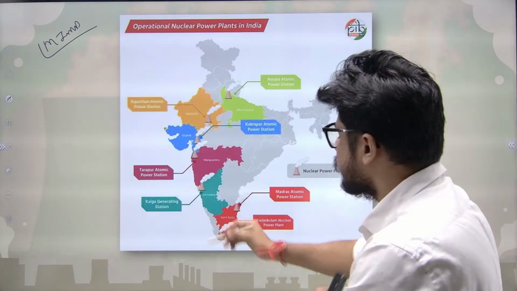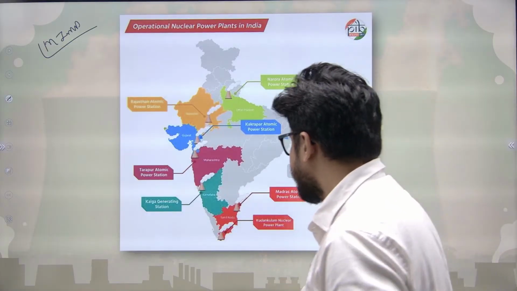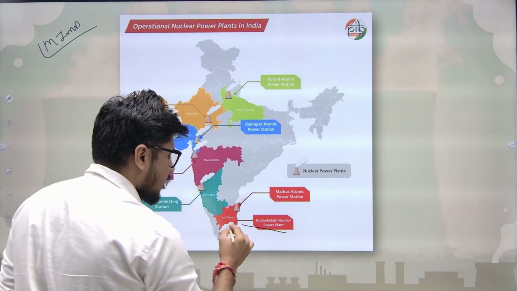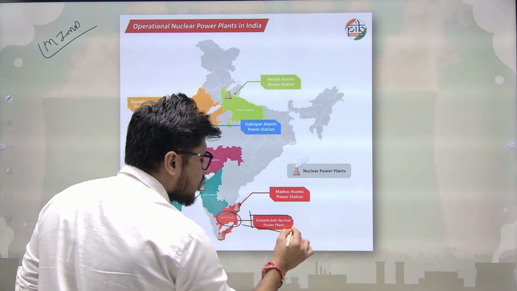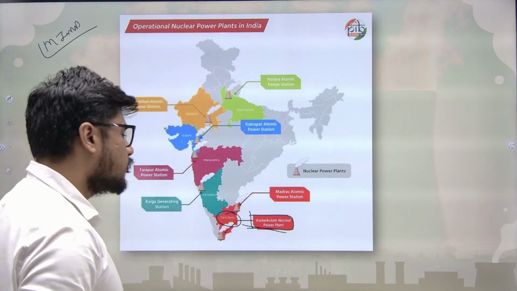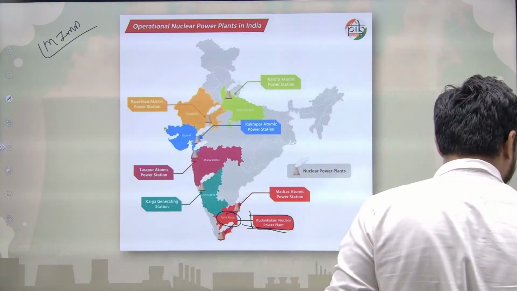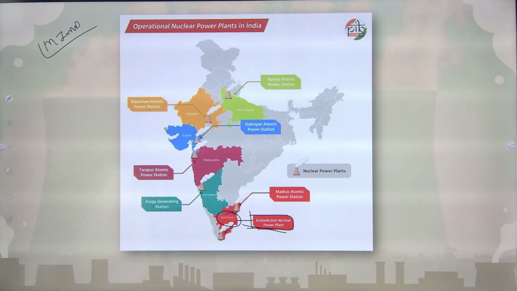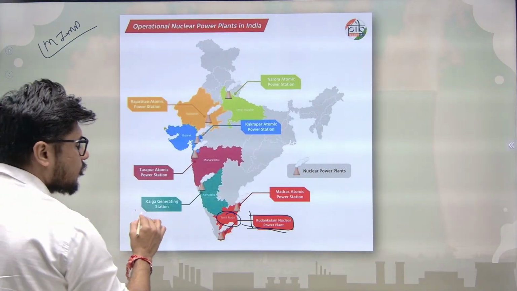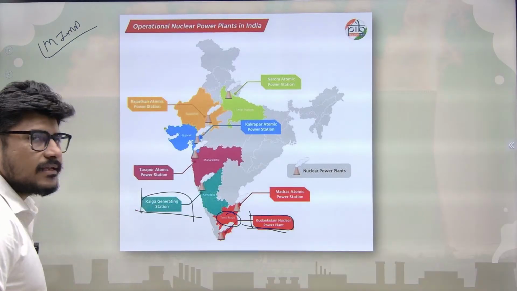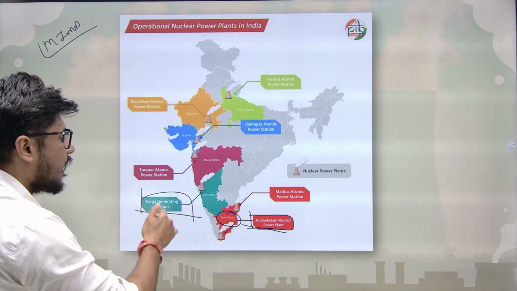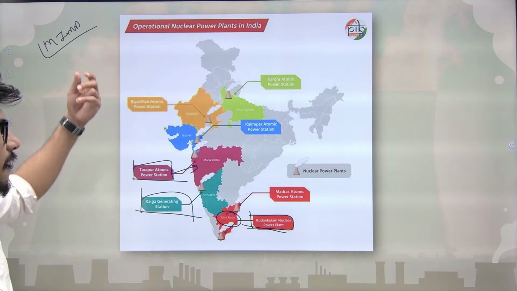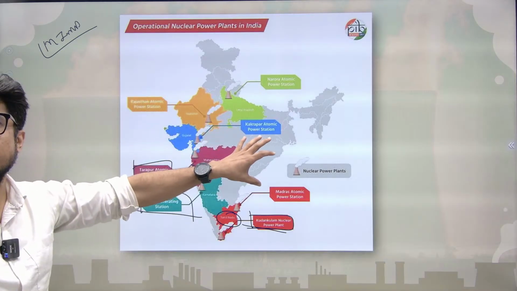Let us start from the south. In the south, the main important nuclear power plant right now is in Tamil Nadu, the Kudankulam nuclear power plant. In Karnataka, there is the Kaiga power plant. In Maharashtra, there is the Tarapur nuclear facility. In Gujarat, there is the Kakrapar nuclear facility.